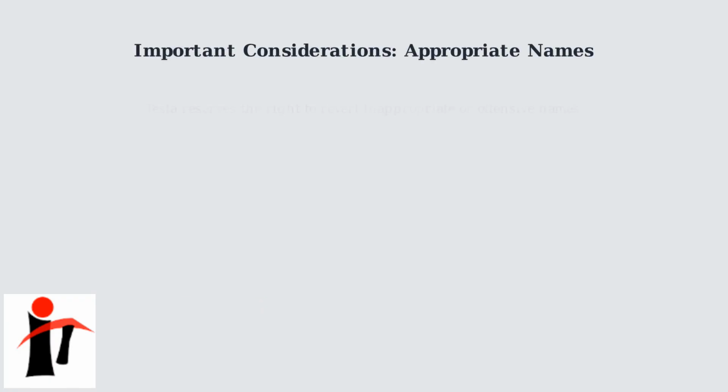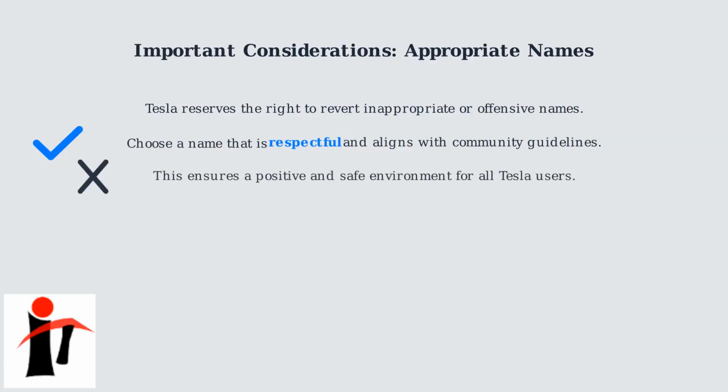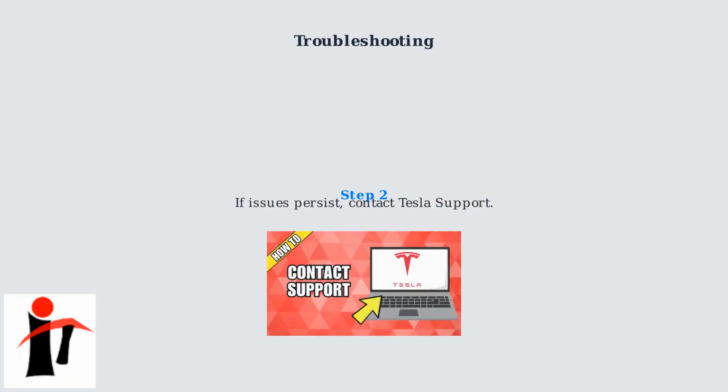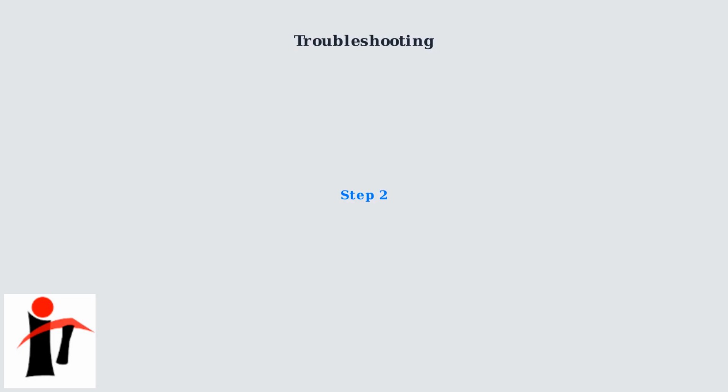Keep in mind that Tesla reserves the right to revert inappropriate or offensive names, so choose a name that is respectful and aligns with community guidelines. This ensures a positive and safe environment for all Tesla users. If the rename option is missing from your Tesla Model X, first ensure your software is up to date. If the problem continues after updating, contact Tesla support for assistance.